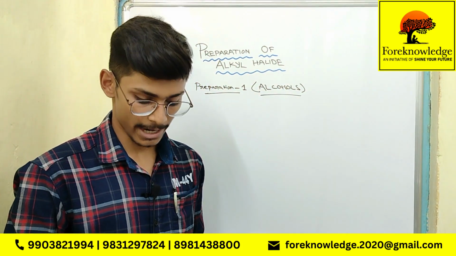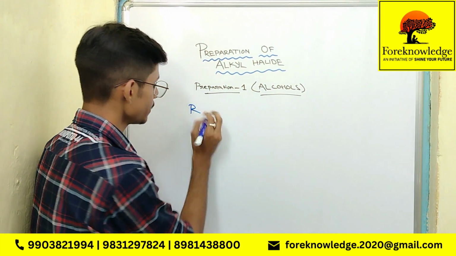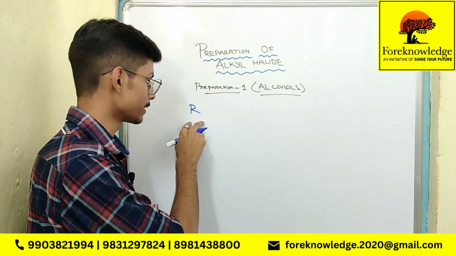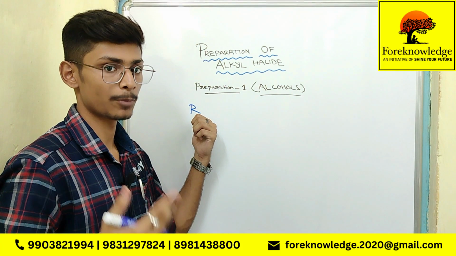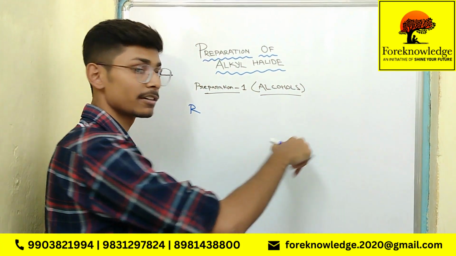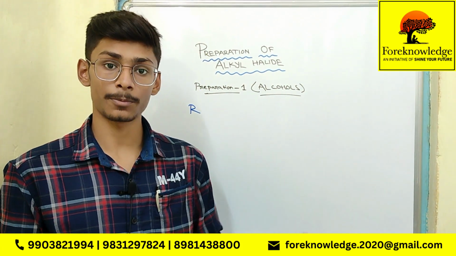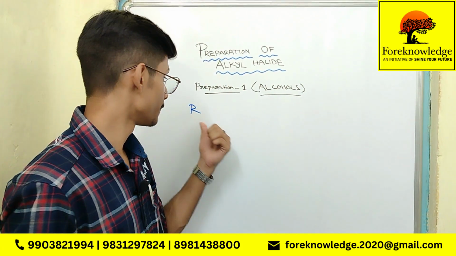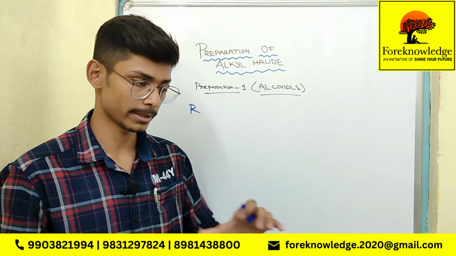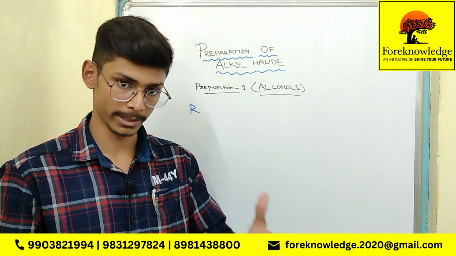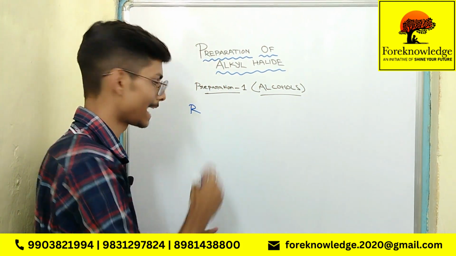So, first reaction. I am writing in R form. Okay, it can be anything like methyl or ethyl, propyl. I am giving you the basic general formula so that in exam if it comes like what will be the final product when methanol reacts with HCl, then you have to write CH3OH. So I am representing in R as alkyl group.